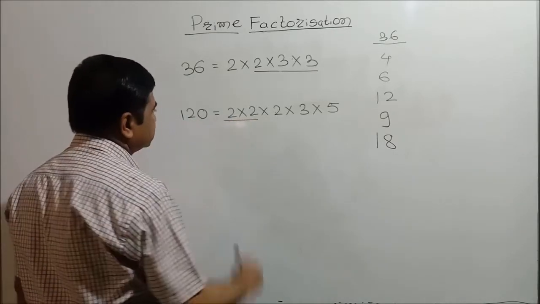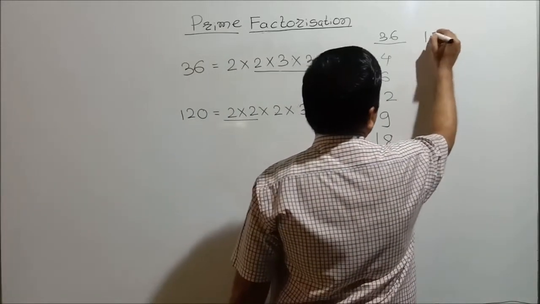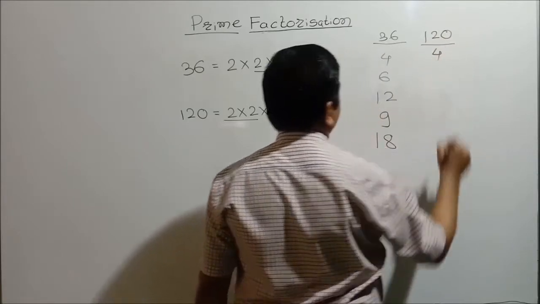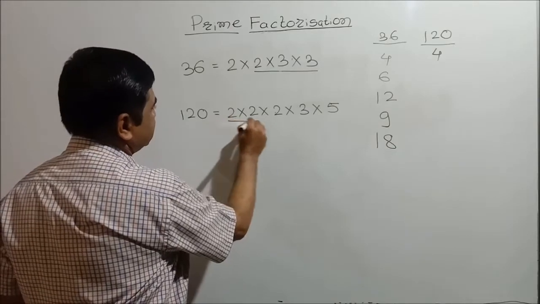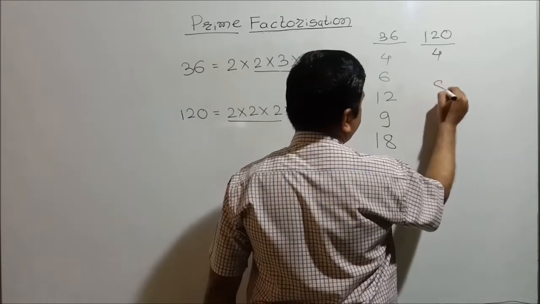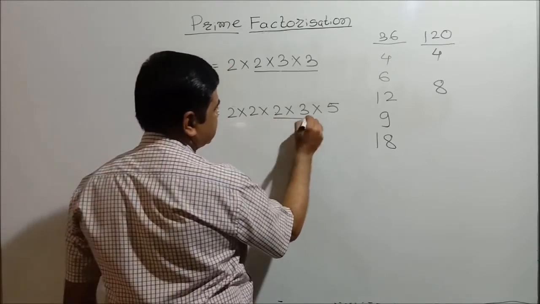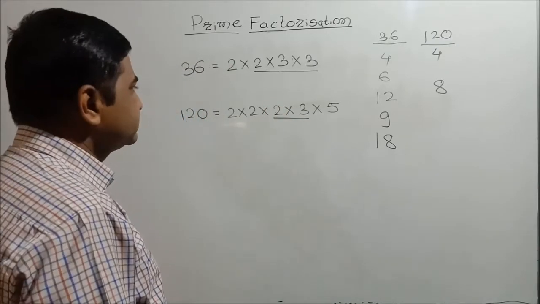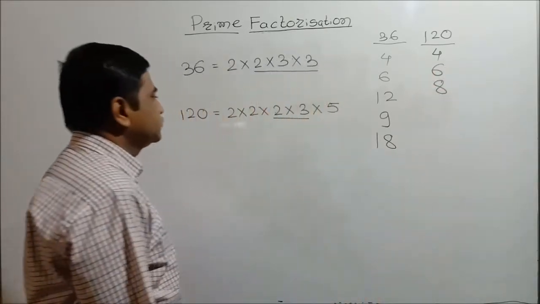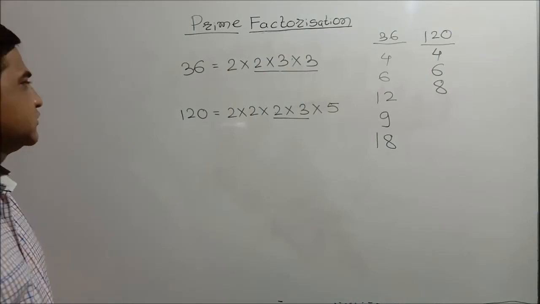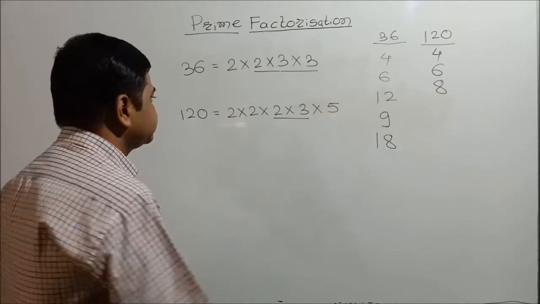We'll take the multiplication of the first two numbers, and I found that for 120, 4 is a factor. Now, if I take the multiplication of the first three numbers, I will get 8. Okay, now next, I will take the multiplication of these two numbers, 2 and 3. That is 6. So I found that 6 is also a factor of 120 because I can divide 120 exactly by 6 without leaving any remainder.